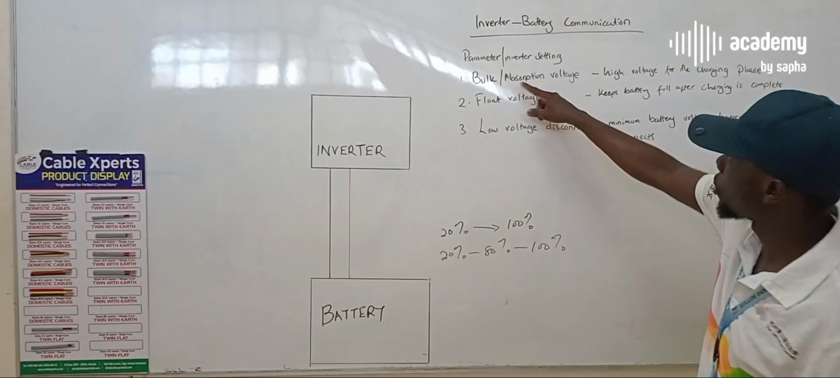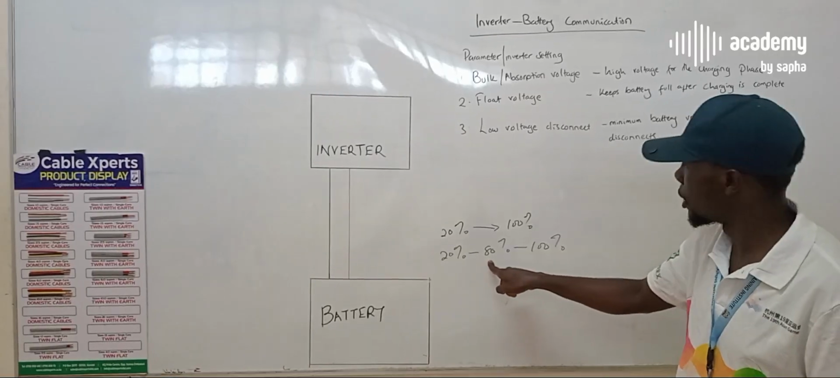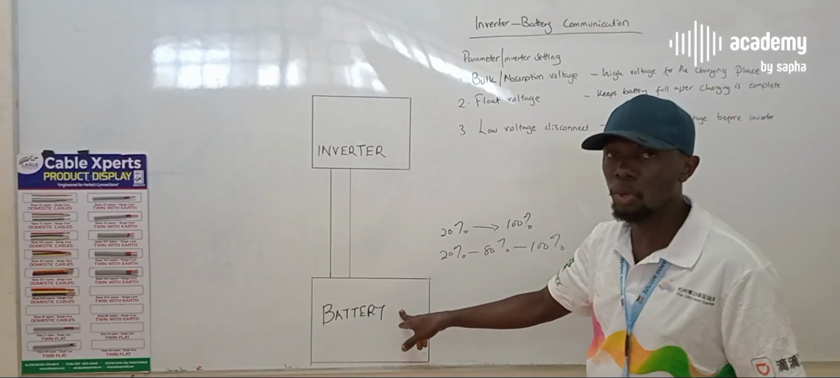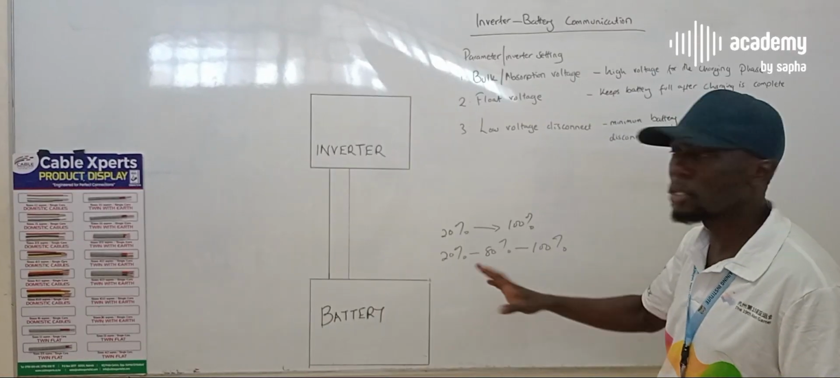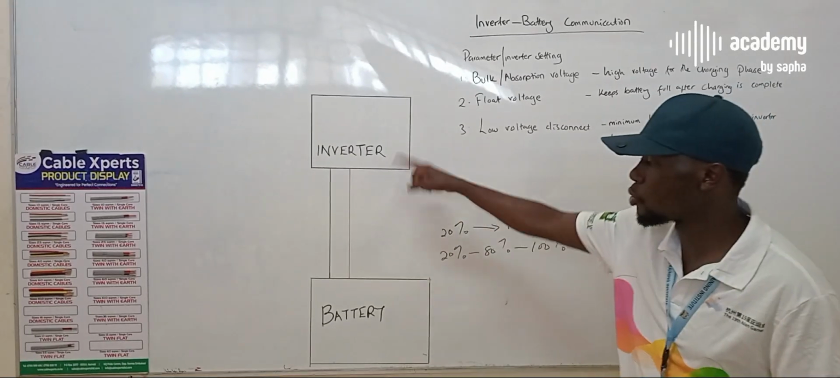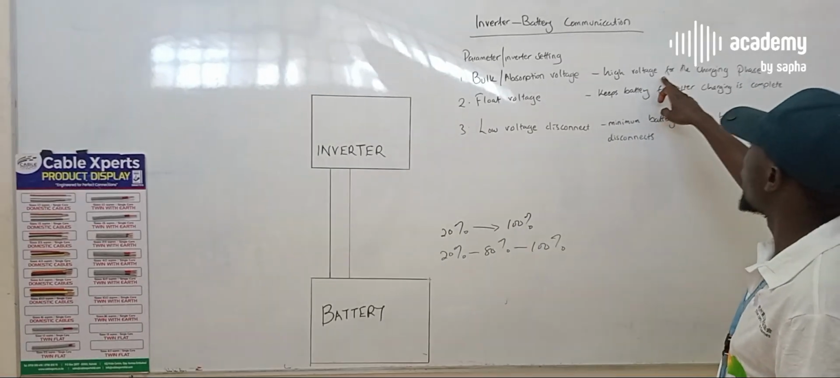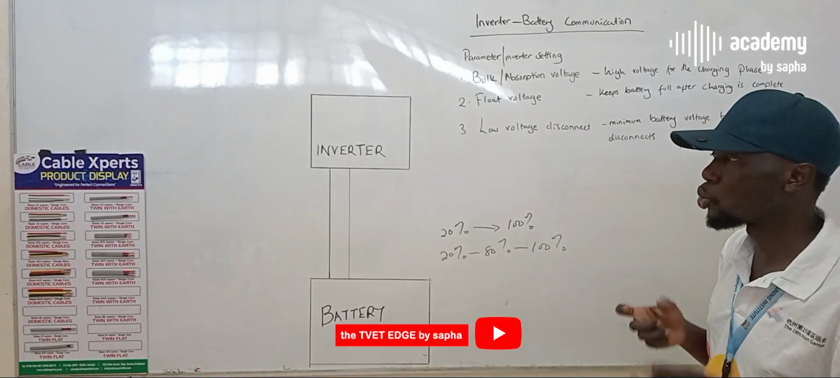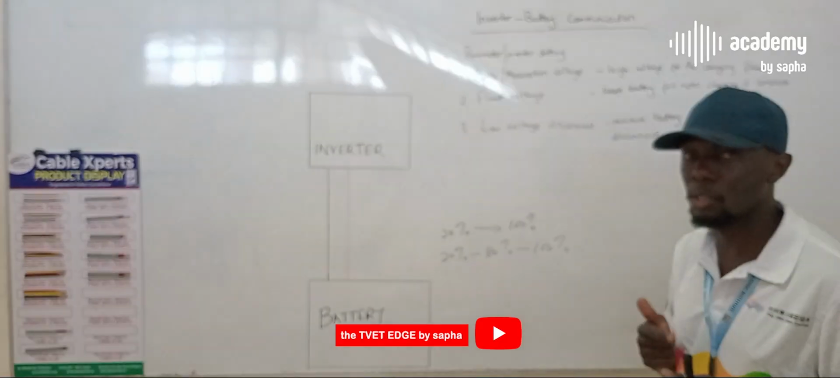So the bulk or the absorption voltage will be utilized here between 20 to 80%, and it's normally a high voltage. The inverter will push a high voltage into the battery. And then once the inverter determines that this battery is at a certain voltage, it lowers the amount of voltage that it will be pushing into the battery. And that will be from 80 to 100. It lowers the voltage to lower the charging speed.